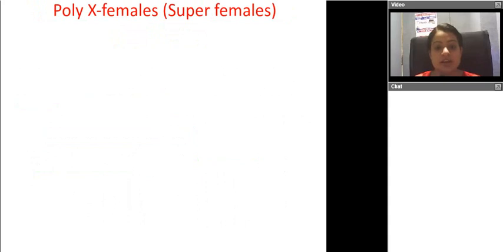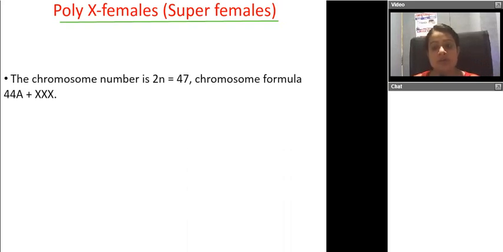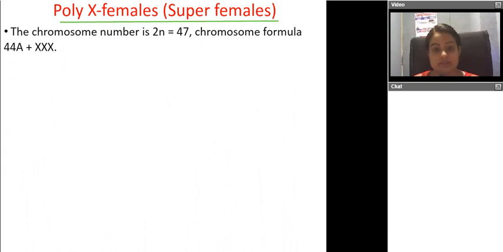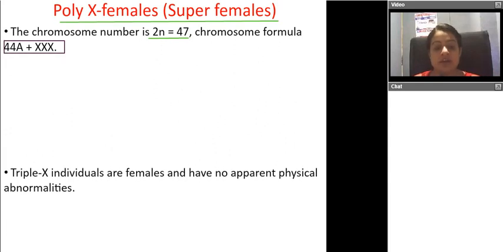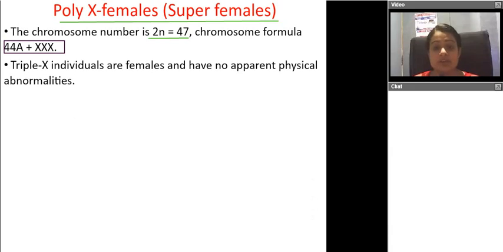Next is the poly-X syndrome, which is seen in females, and so these females are also known as the super females. Their chromosome number is 2n equal to 47 and their chromosome formula is 44A plus XXX. These females have no apparent physical abnormality.